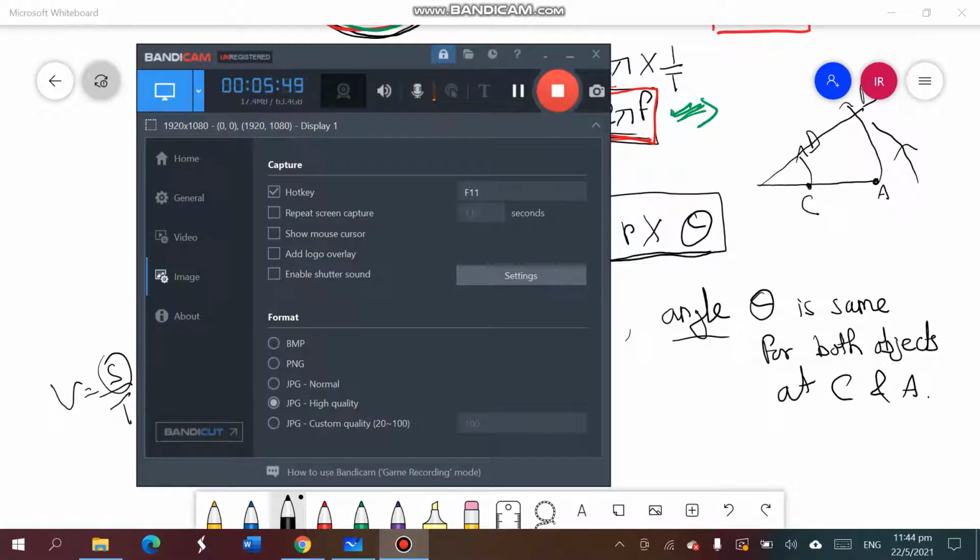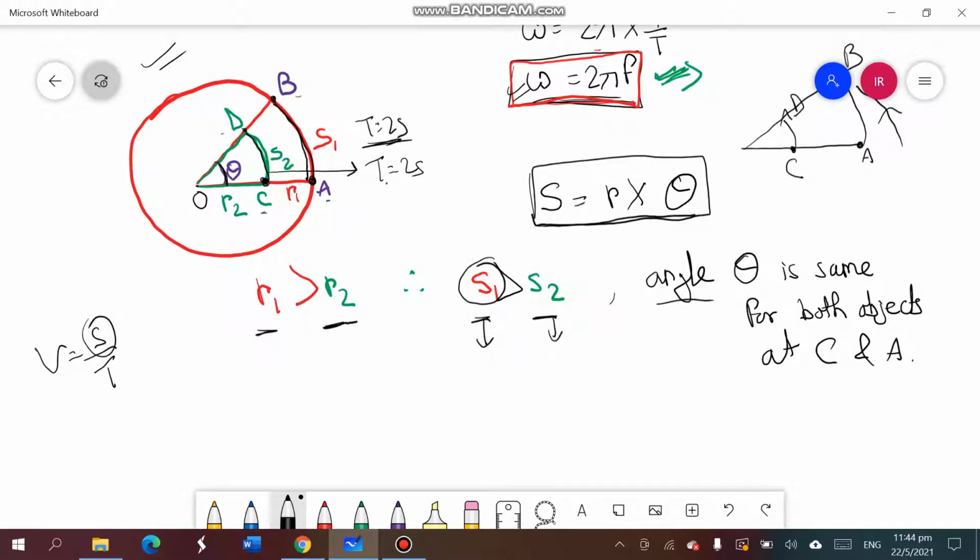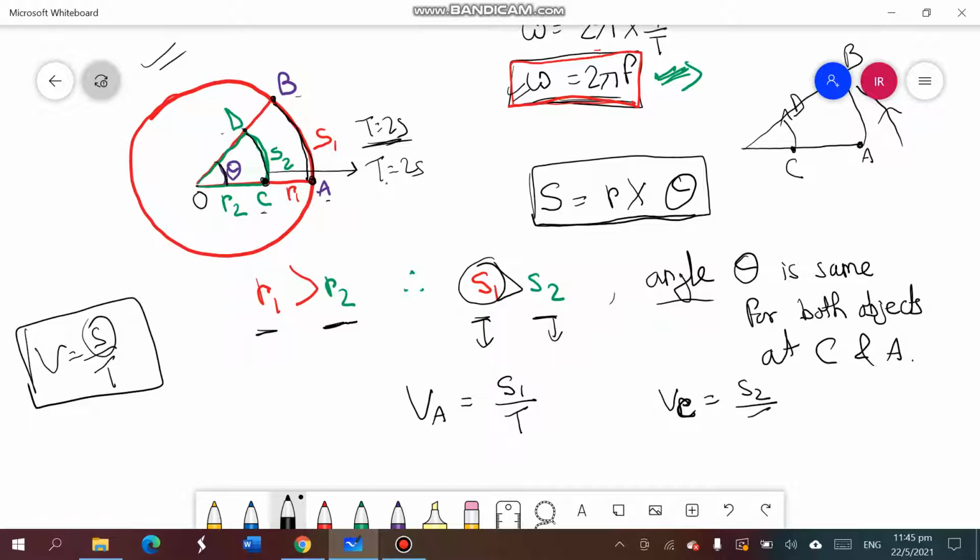So here is what we have to learn from here. Let us now see how that happens. What was the formula for finding the linear velocity? It was displacement divided by time. So if I want to find the velocity of the object which was at A, the displacement would be S1 divided by the time taken, and for the object placed at C, I will write S2 divided by T.